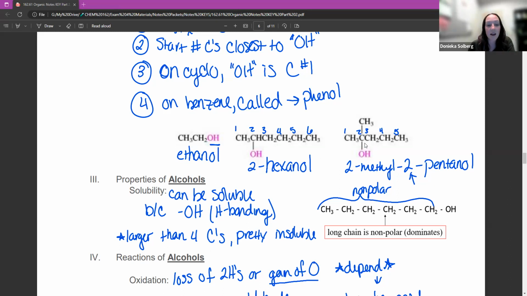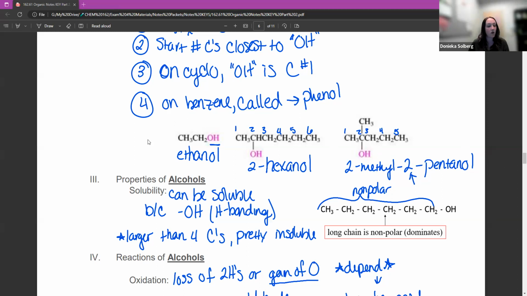Then this one is 2-methyl-2-pentanol. You still have to tell me where the OH is if it's not on the first carbon. So this 2 here tells me where that OL is, and you put it right before our base name. So that's naming for alcohols.